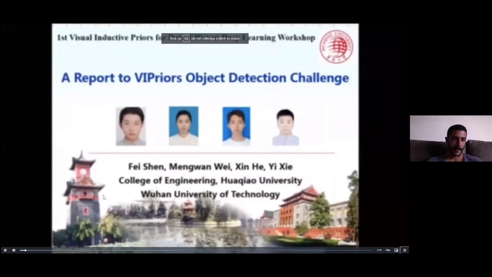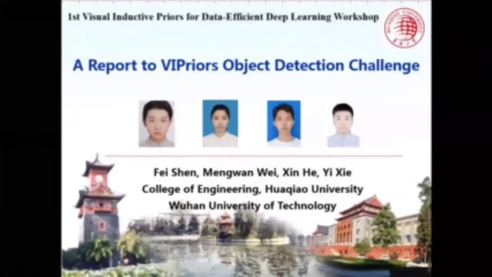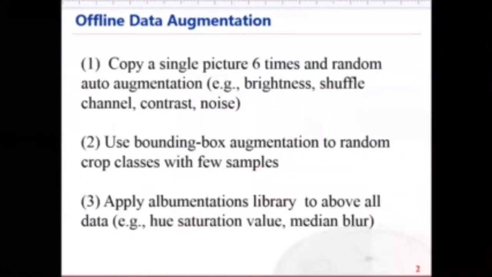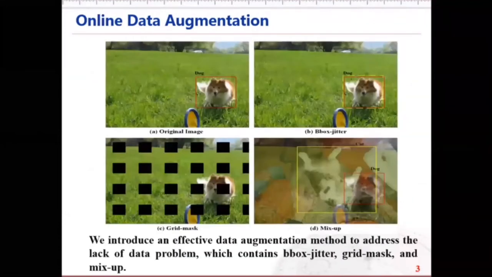Hello everyone, thanks for watching this video. I'm going to report our method for the object detection challenge. Firstly, for data augmentation, we proposed a bag of offline and online augmentation. On the offline part, we copy a single picture 6 times with random transformation and use bounding box augmentation to randomly crop cases with few samples. Then we use the Albumentations library on all the above data. On the online part, we use bounding box scheduling, grid mask, and mixup.